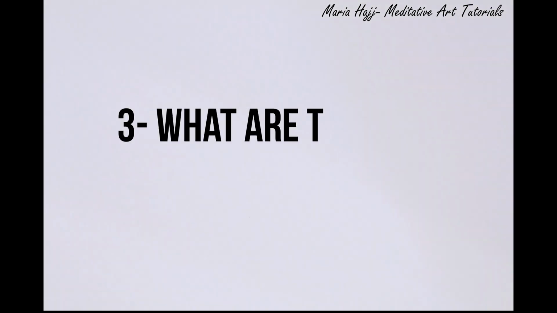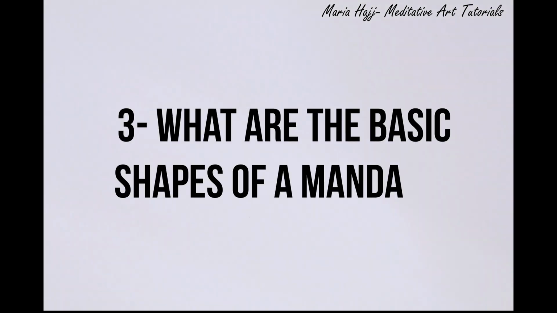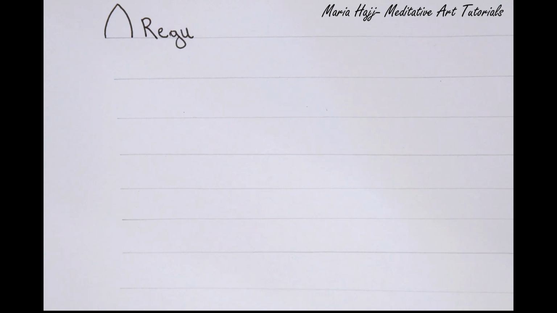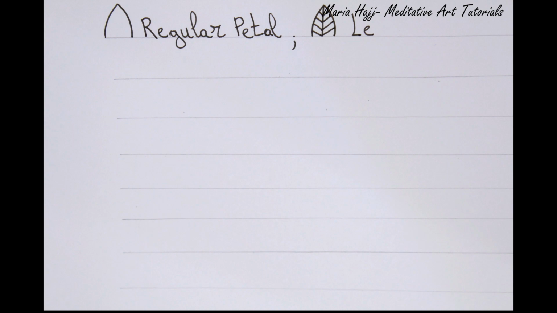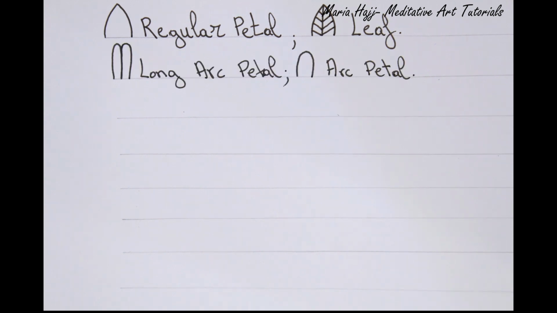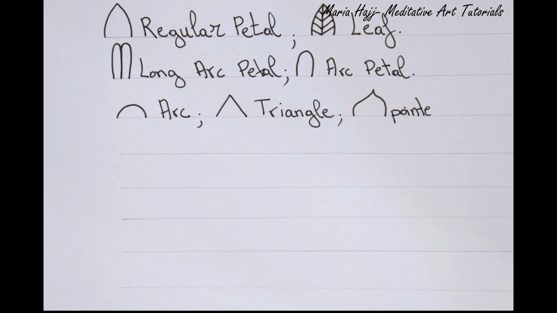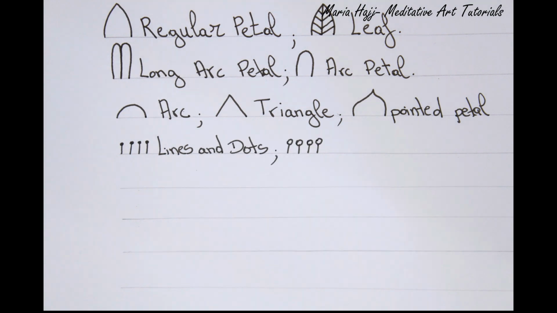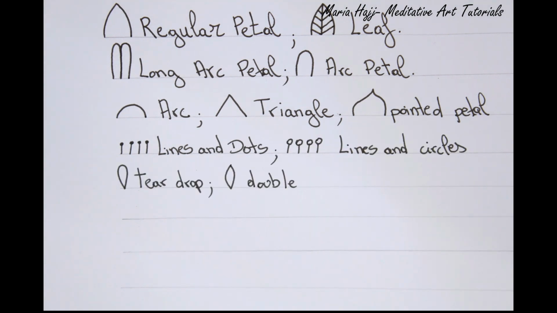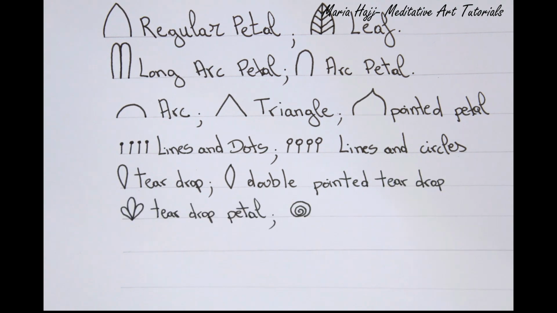Third question, what are the basic shapes of a mandala? Regular petal, leaf, long arc petal, arc petal, arc, triangle, pointed petal, lines and dots, lines and circles, teardrop, double pointed teardrop, teardrop petal, spirals, and swirl.